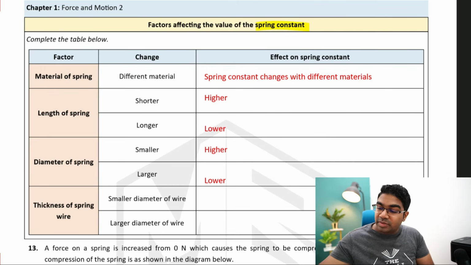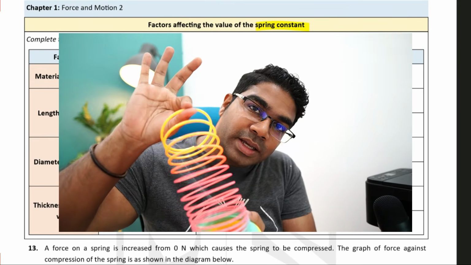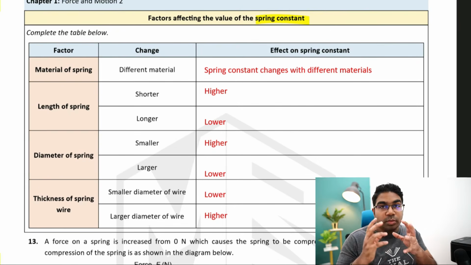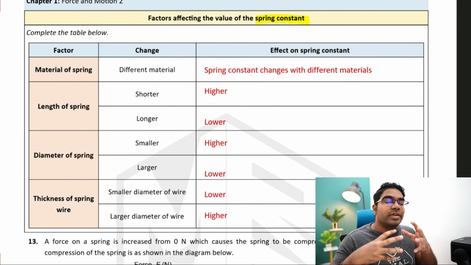Now, what about the thickness of the spring wire itself? The thicker this wire is, of course, the harder it is to pull. The thinner it is, the easier to pull. And therefore, a small diameter of wire will have a lower spring constant, whereas a large diameter of wire will have a higher spring constant.